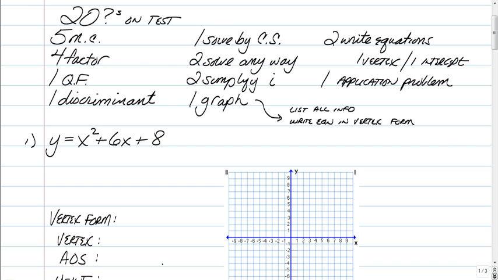So, just letting you know, on your test you are going to have 20 questions. 5 of them are going to be multiple choice. 4 factoring, 1 quadratic formula, 1 discriminant, 1 solve by completing the square, 2 solving any way you'd like. I will recommend square roots, 2 simplifying with i's, 1 graph, but you're going to have to list all info and write the equation in vertex form, 2 write the equations, 1 will be in vertex form, 1 in intercept form, and 1 application problem.